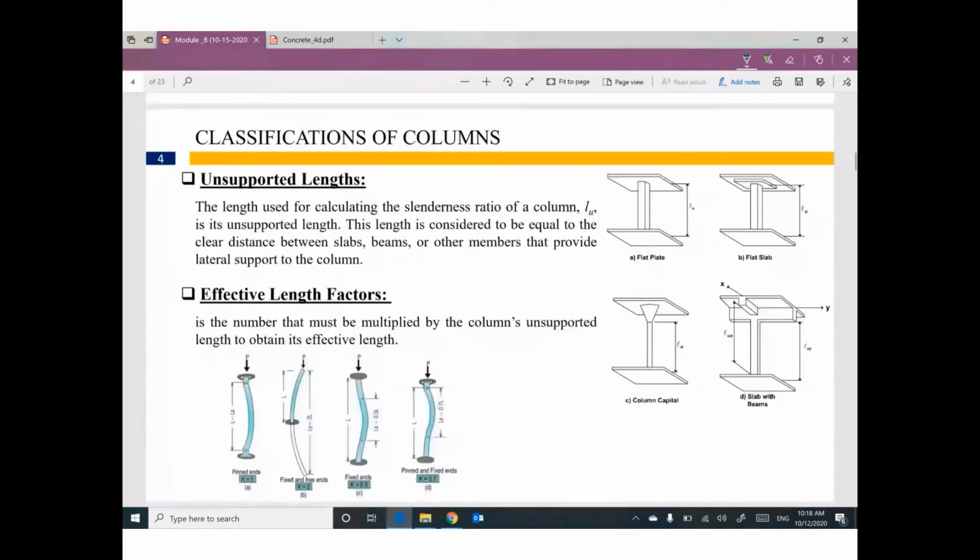The first one is something called unsupported length, LU. We have this slab at one floor, and we have another slab at the second floor. So what is the unsupported length of this column? Is it center to center, from the center thickness of the slab to the center thickness of the slab? No. From the top face to the bottom face.